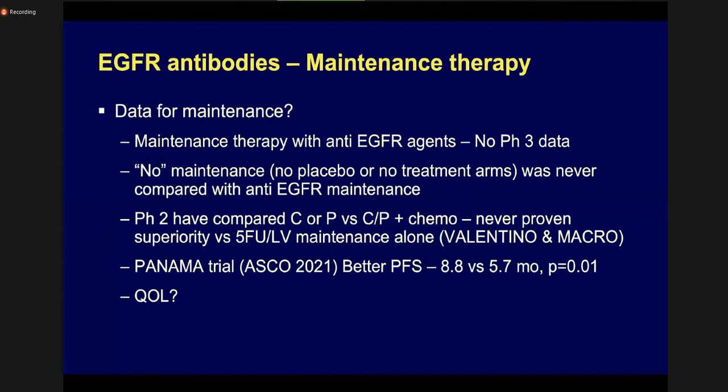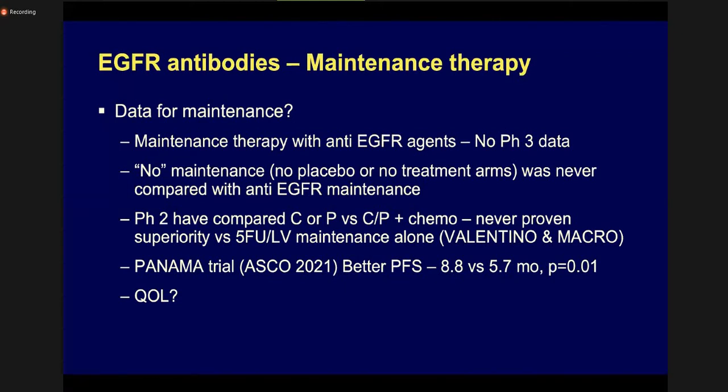Right. So this slide is just to reiterate the point that Dr. Namrata made during the course of her talk. There's no phase 3 data. In fact, none of these trials actually have a no maintenance arm at all. We're just assuming that some maintenance is better than no maintenance at all based on the BEV studies. But from an anti-EGFR standpoint, there are no studies which have so far shown that some maintenance is better than no maintenance.